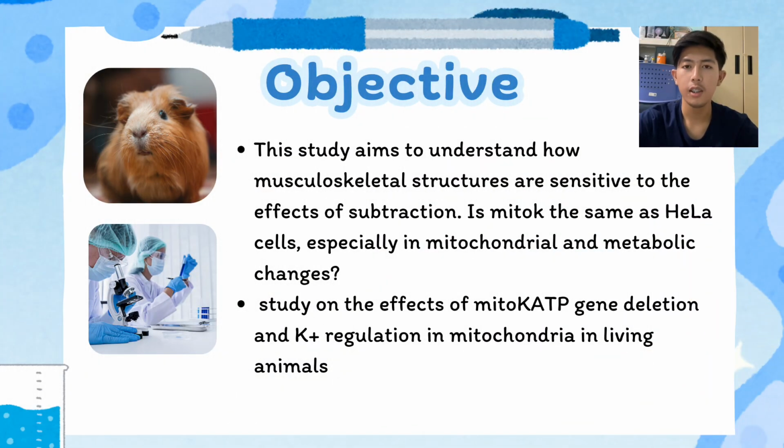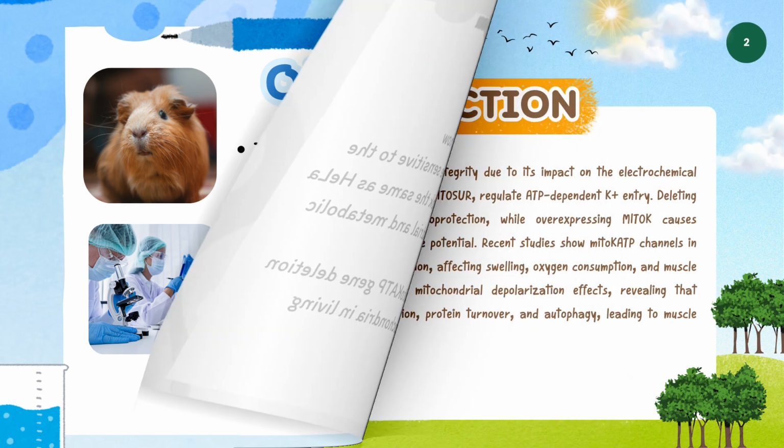Prefer mitochondrial KATP deletion is crucial for maintaining skeletal muscle structure and function. Objective 1. The study aims to understand how musculoskeletal structure and function are sensitive to the effects of deletion, and whether mitochondria are the same as in healthy cells, especially in mitochondria and metabolism changes. To study the effects of mitochondrial KATP gene deletion and potassium ion regulation in mitochondria in living animals.